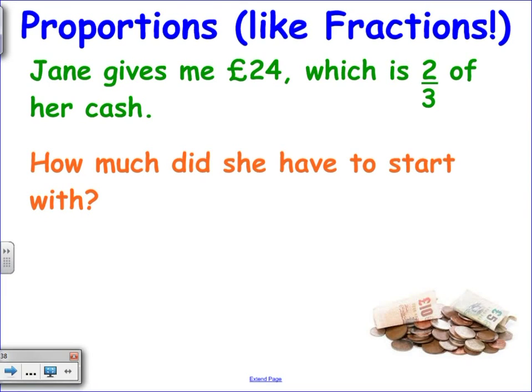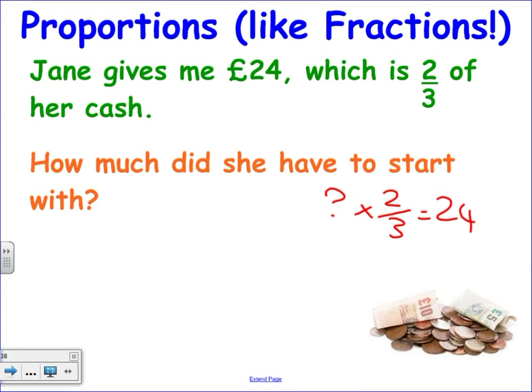I'm going to finish off the lesson, about 10 minutes now, with proportions. Now, a couple of weeks ago, if I'd have given you this question, you would have done it as a fraction. And we talked about this instance where Jane gives me some money, and it's £24, and that is 2/3 of what she started with. And when we did fractions 2 weeks ago, we said it's basically saying I'm looking for a total. I know 2/3 of it is 24.